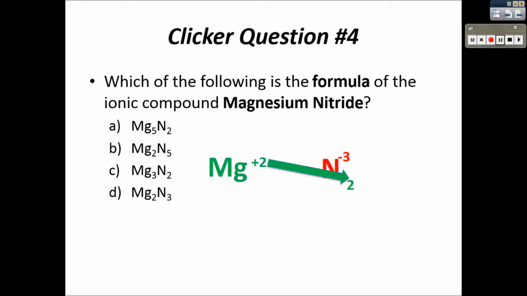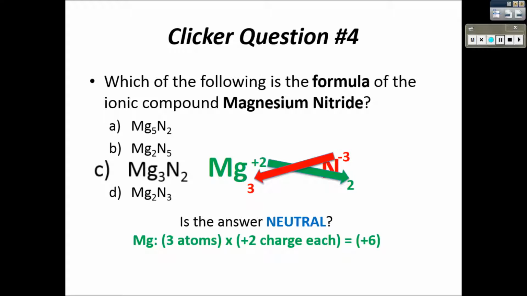For nitrogen, you have a -3 charge. Bring the 3 down to the magnesium. So you have Mg3N2. And a 3 and a 2 does not reduce any smaller, so it's going to be 3,2. So Mg3N2. Well, let's see.